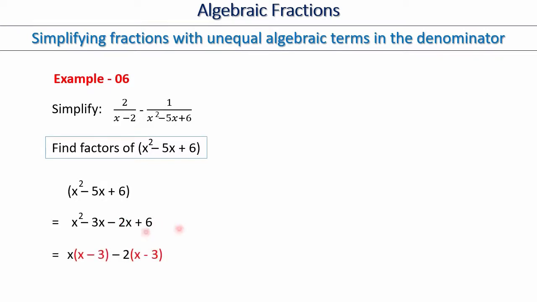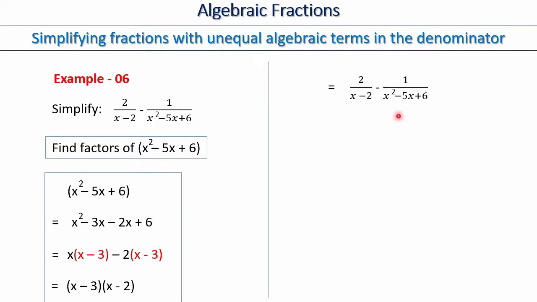In these two, x is common, therefore x and here minus 3. If you consider these two terms, here minus 2 is common, therefore x and minus 3, because minus into minus is plus. So x minus 3 is common for both, therefore x minus 3, if you write here, x and minus 2 is left. So this is the factorization of this algebraic expression.